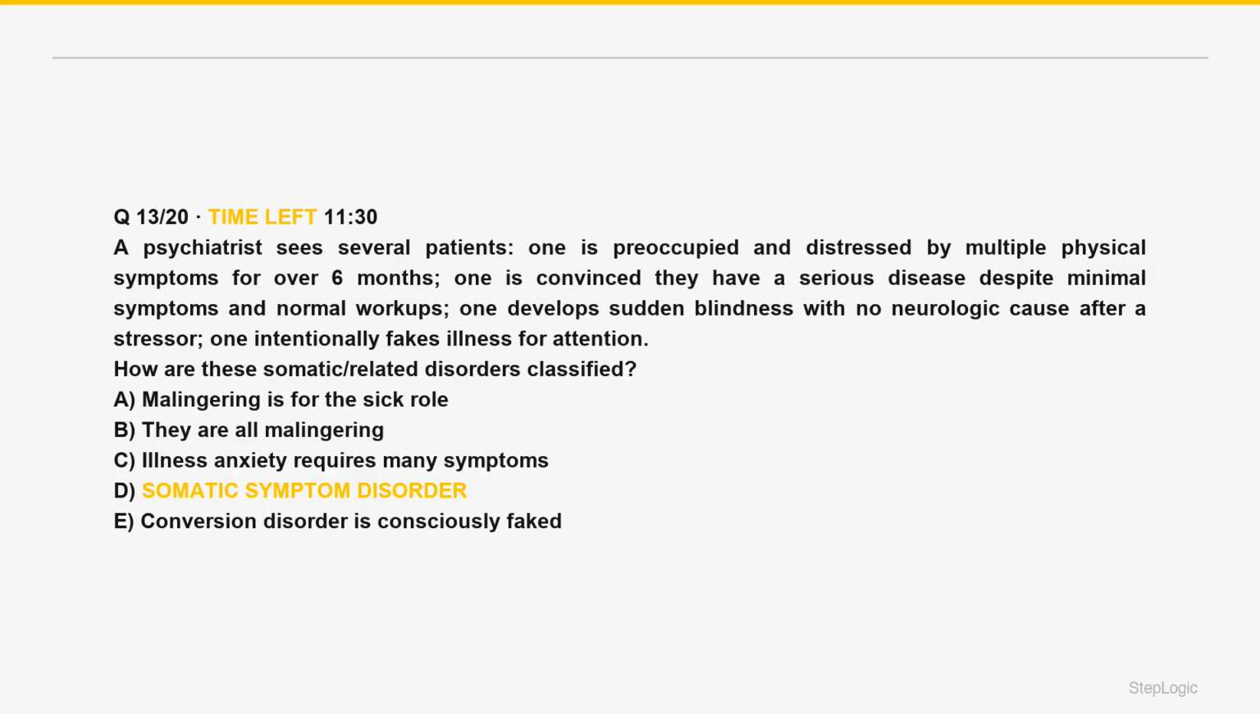How are the somatic and related disorders classified? A psychiatrist sees several patients. One is preoccupied and distressed by multiple physical symptoms for over 6 months. One is convinced they have a serious disease despite minimal symptoms and normal workups. One develops sudden blindness with no neurologic cause after a stressor. One intentionally fakes illness for attention.